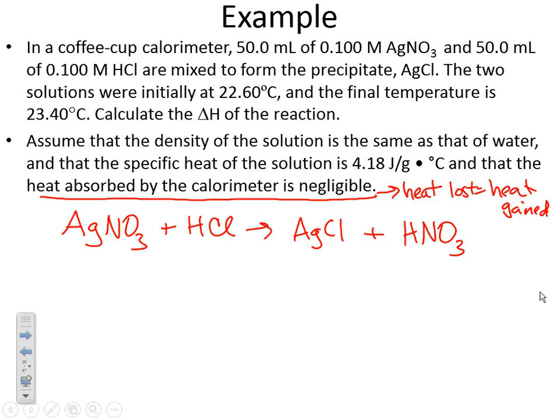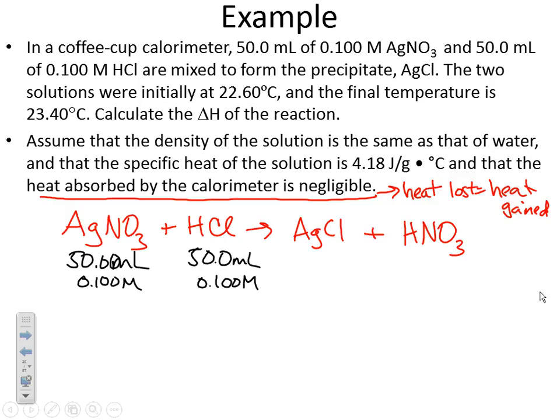Now, let's organize our numbers. It says that we have 50 milliliters of AgNO3, and it's 0.1 molar. And we also have 50 milliliters of HCl, and it is also 0.1 molar.